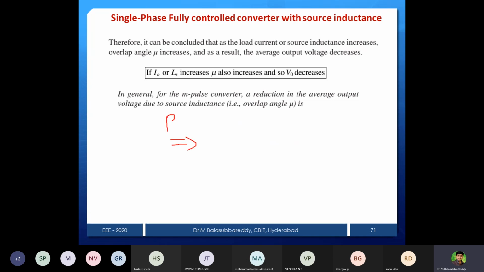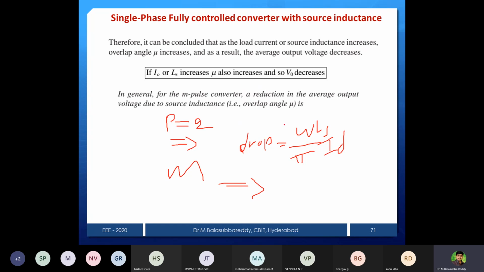For P is equal to 2, pulse number is 2, then the drop expression, what you got, is omega Ls by pi into Id. So omega Ls by pi into Id, that is the drop for a 2 pulse converter. Suppose for an M pulse converter, how can I represent the drop? We can easily notice that.